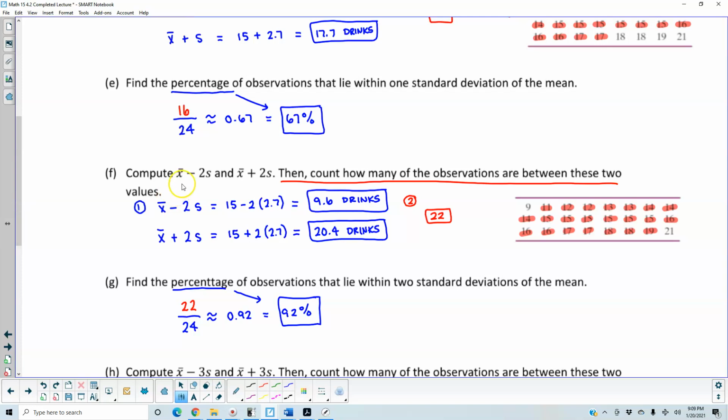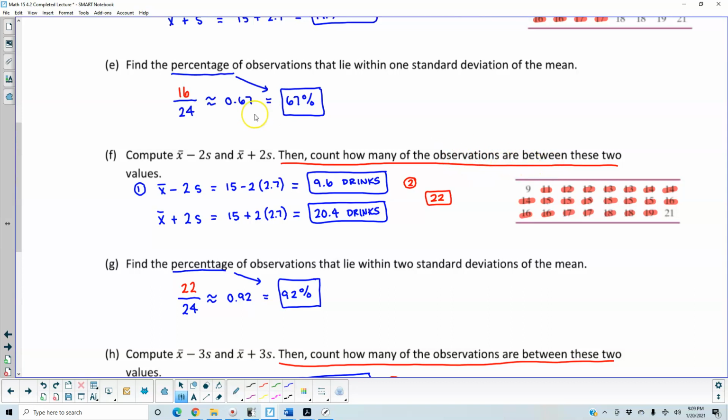Next, we're going to take the mean and subtract 2 times the standard deviation, and add 2 times the standard deviation to the mean. Then we're going to count how many of the observations are between these two values. So 15 minus 2 times 2.7 gives us 9.6 drinks, and 15 plus 2 times 2.7 gives us 20.4 drinks.